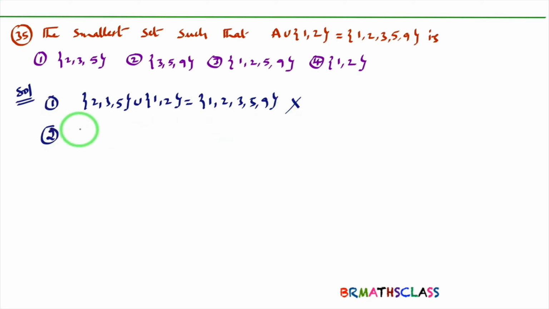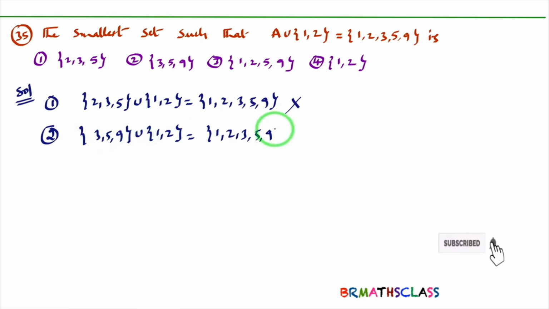Go with the second option. What is the second option? {3, 5, 9} union {1, 2}. When you do their union, you are getting the set {1, 2, 3, 5, 9}. Check it. I am doing this problem by the verification method. I took the set {3, 5, 9}. See the union: 1, 2, 3, 5, 9. Yes, I am getting this. This is correct only.